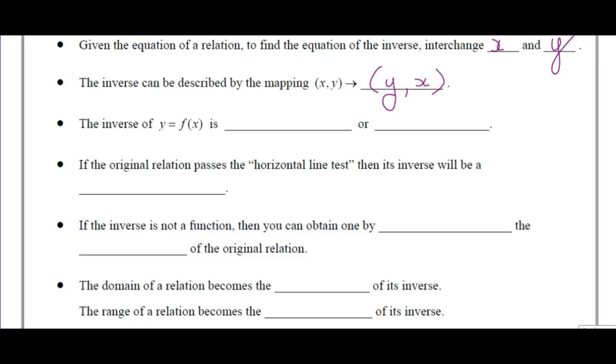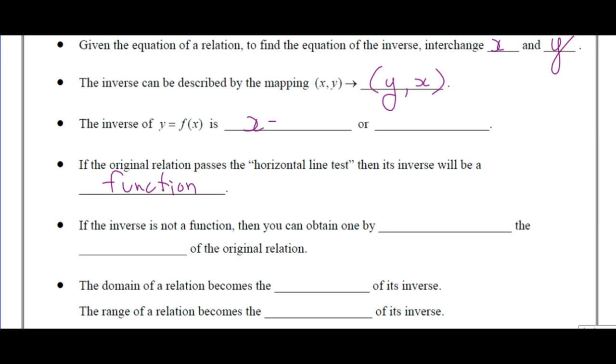x is replaced by x minus 3, it's a horizontal translation right 3. There's a negative sign in front of it. If the original relation passes the horizontal line test, then its inverse will be a function. Let's just use function.